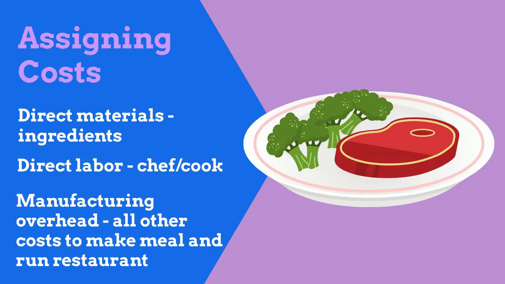How do we allocate these costs to that one steak dinner? We want to include those costs as they are part of making our product and should be included in our decision of how much to charge for the steak dinner. But how do we do that?